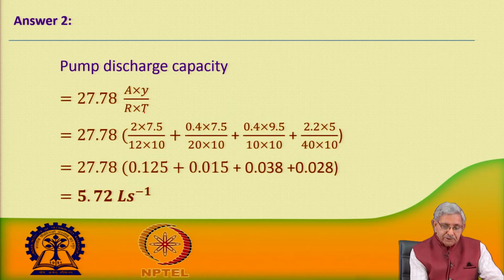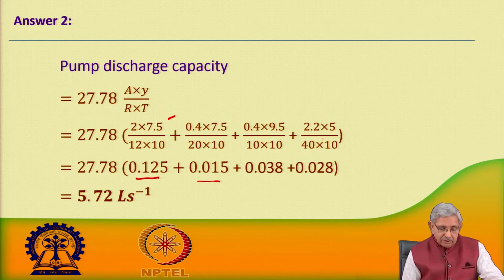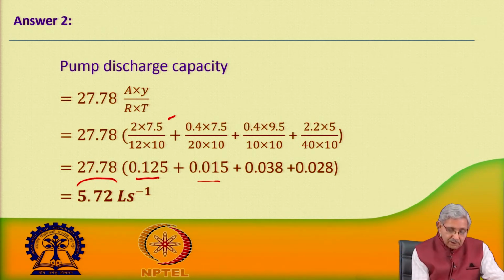So, simply we are substituting the values, because 2 hectares is given, depth of irrigation 7.5 centimeters. For each crop these proportions have been calculated, and we are getting these values calculated here. These data are available from this 0.015. So, all that is calculated, and then we get the discharge capacity of the pump as 5.72 liters per second. So, this is the discharge capacity of the pump.